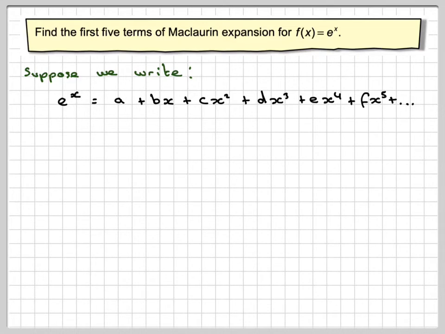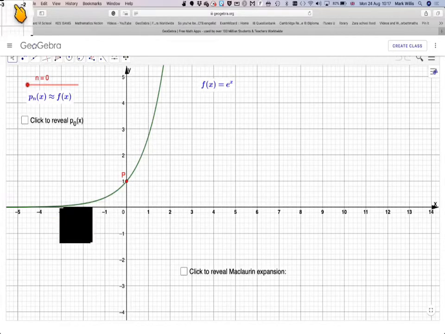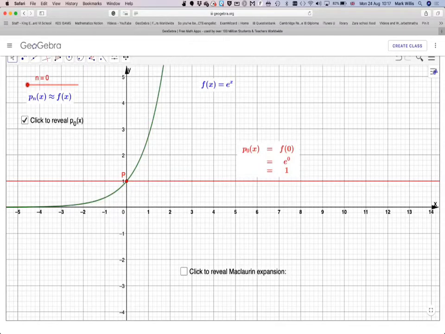Okay, so if we look at the function, here is the function f of x is equal to e to the x. And by the way, this GeoGebra app I will put in the link in the notes of the video. Okay, if we take where x is equal to 0, i.e. where it cuts the y-axis here, if I put x is equal to 0 into the function, I'll get e to 0, and that will be equal to 1. So that would be like my value of a in my polynomial expansion that I'm going to come up with.